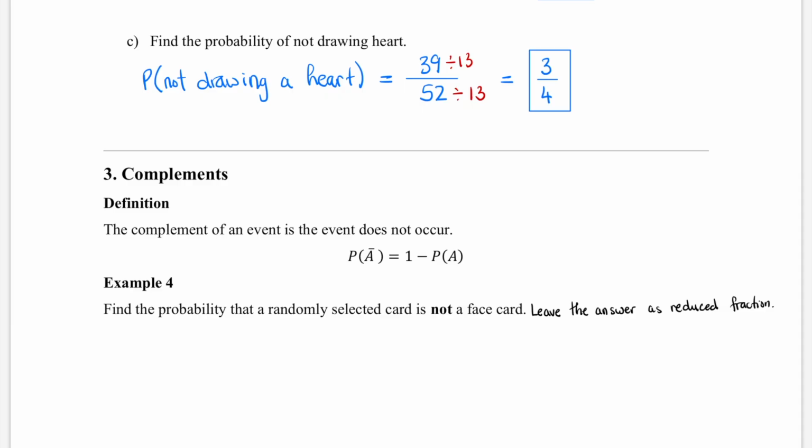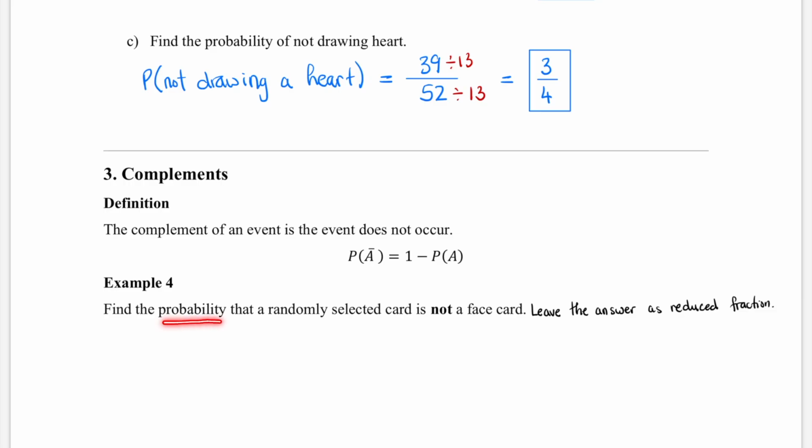This works because the event happening and the event not happening must add up to 1. In other words, something either happens or it does not happen. Together, those cover all possibilities. So let's connect this to an example.